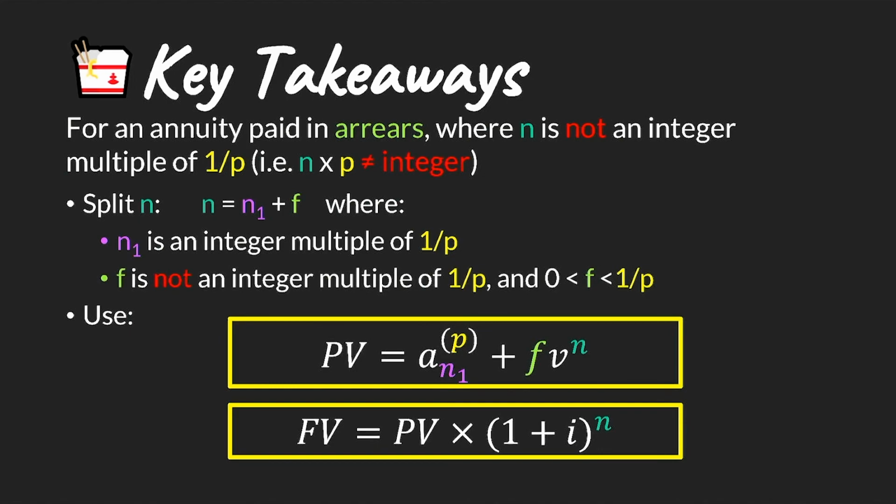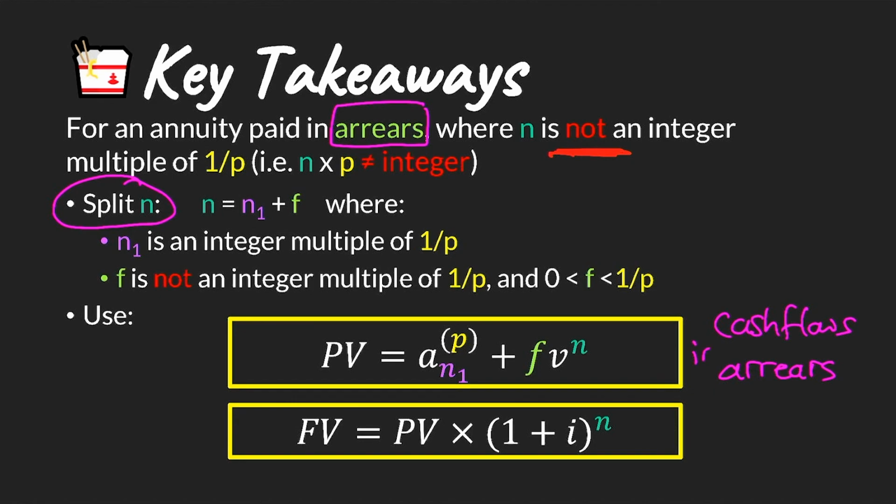For when we have an annuity that is paid in arrears and n is not an integer multiple of 1 over p, then we need to split up our n into a component that is an integer multiple of 1 over p and a component f that is not an integer multiple of 1 over p, where f lies between 0 and 1 over p. In this case, we can calculate the present value of this annuity that's paid in arrears using this formula. All we've essentially done is split out the component that can be used with our annuity function and a component that cannot be used. This is a case for when we have cash flows in arrears. We can then find the future value by simply accumulating the present value. This only applies for when we have cash flows in arrears. You can work out an equivalent for when you have cash flows in advance.